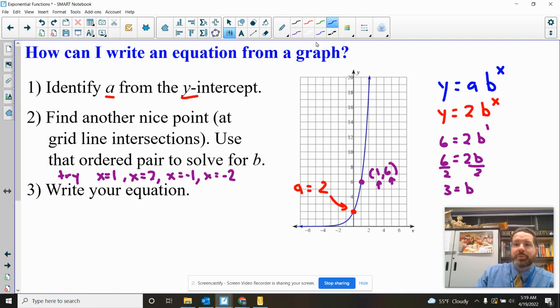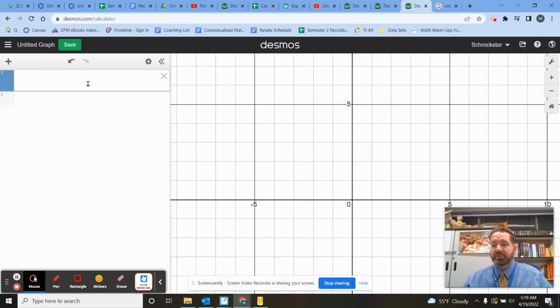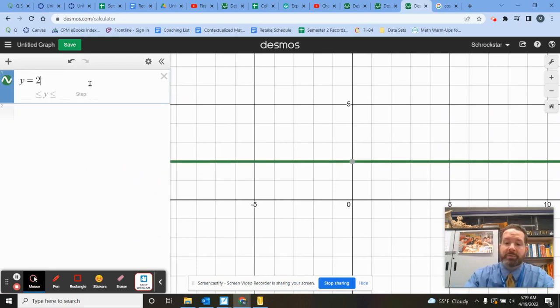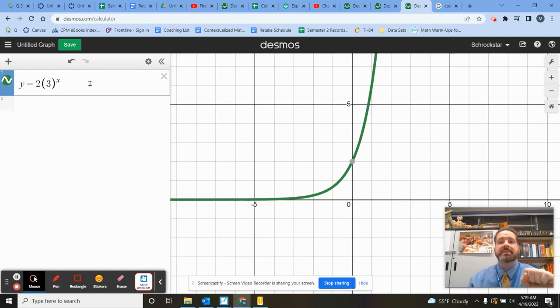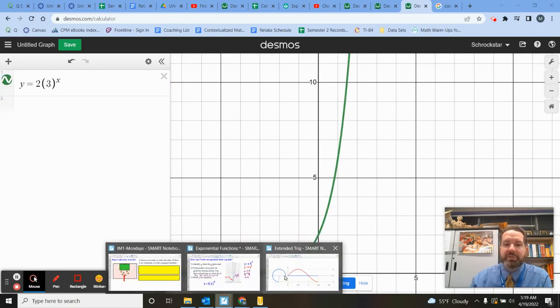So what equation do we have? Well, I know from the y-intercept that a was 2, and I know from our nice point that we picked and substituted that the b needs to be 3. Now, because this is the 21st century, I'm going to finish by checking that. y equals 2 times 3 to the power of x. Does it go through 0, 2? Yes, it does. Does it go through 1, 6? Yes, it does. So we are in good shape.